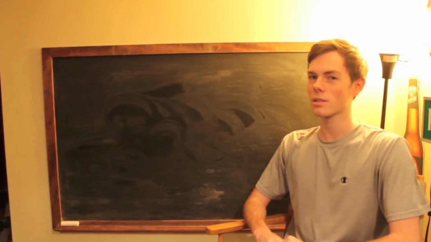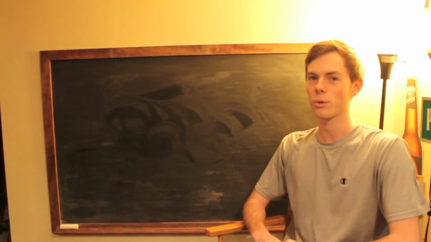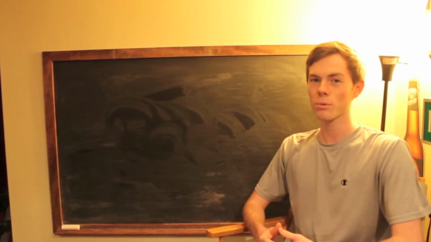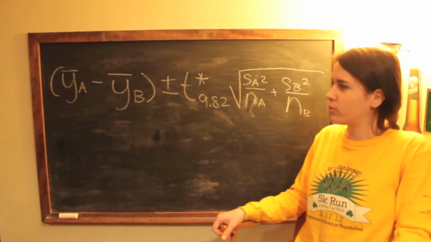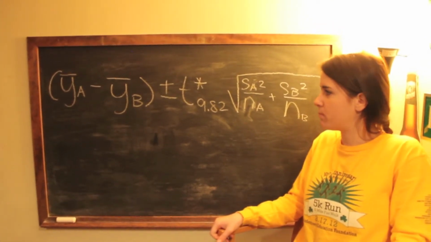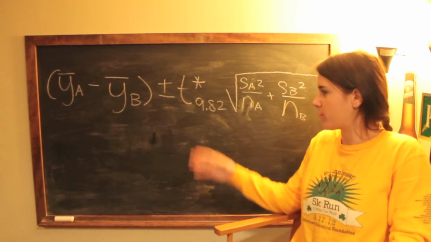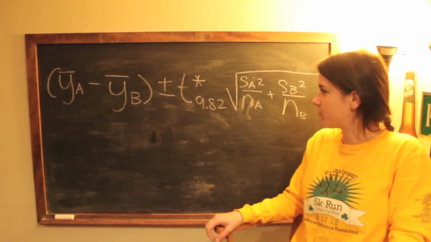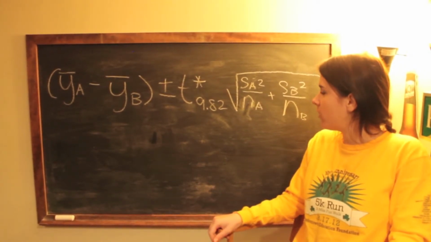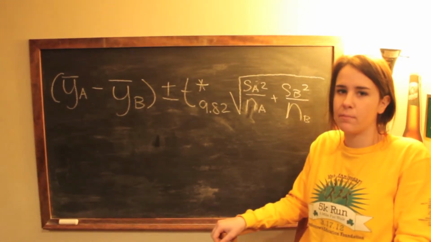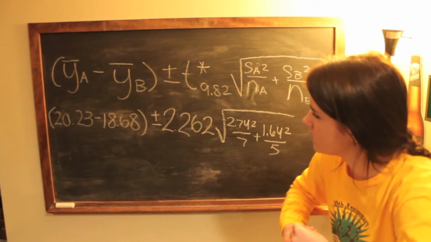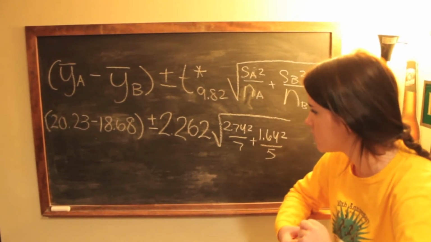Since the data remains the same, the assumptions and conditions are met, and we don't need to check them again. We will now proceed with a two-sample t-interval. Our equation for the confidence interval is y bar A minus y bar B plus or minus t star with our degrees of freedom, 9.82, times the square root of SA squared over NA plus SB squared over NB. Using the data from our hypothesis test, we will plug it in to find that this is our equation.